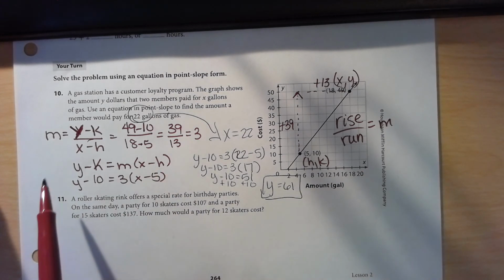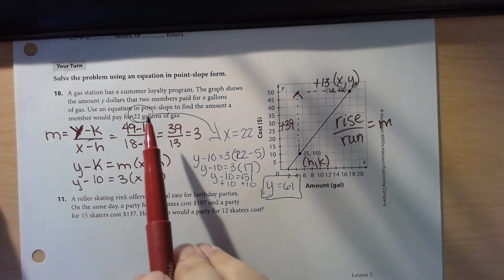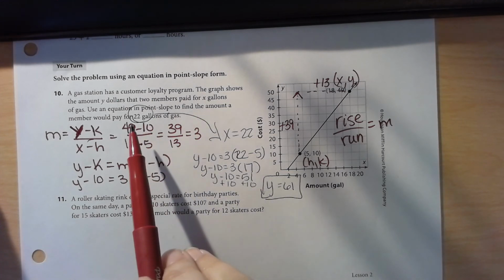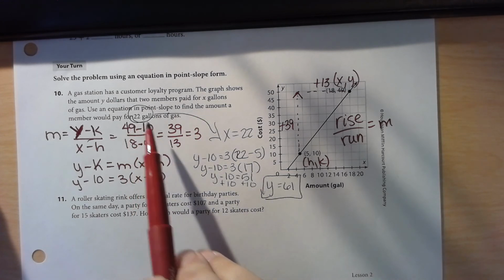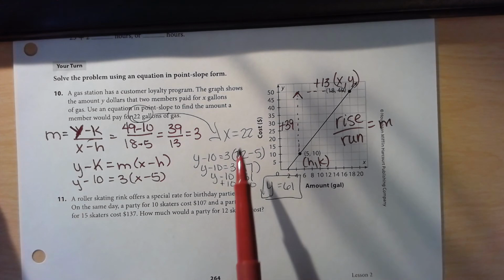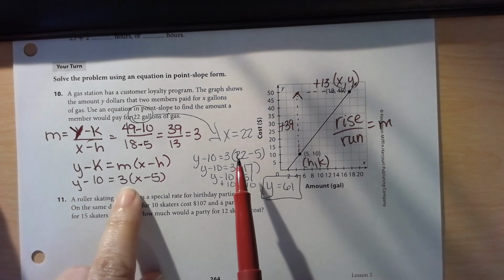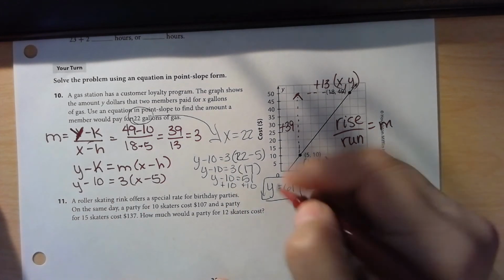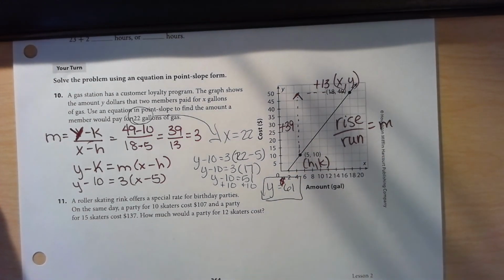Now, once we have our equation, we can go back and find the amount that the member would like to pay for 22 gallons. So that means our x is 22. We'll plug it into the equation we just found, and we end up that the dollar amount that they're paying is $61. Okay? So that is all of the notes for this section.